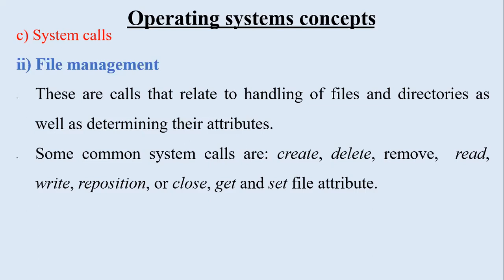File management system calls. These are calls that relate to handling of files and directories, as well as determining their attributes. Some common examples of system calls are create a file, delete a file, read a file, write to a file, reposition within a file, or close, get, and set file attributes. Therefore: create, delete, read, write, reposition, close, get, set. These are some of the activities that can be carried out. So those are some of the instructions that can be issued in relation to files.